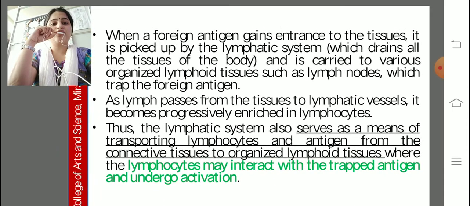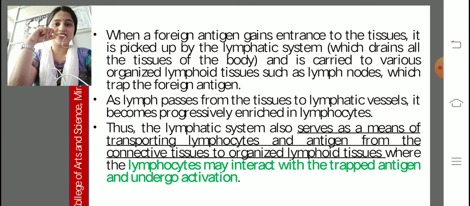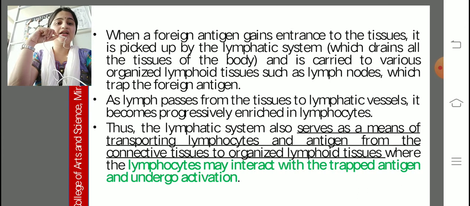Because when the foreign antigen gains entrance inside the tissue, it's picked up by the lymphatic system at the site of entry, and it drains all the tissues of the body, and it's carried to various organized lymphoid tissues such as lymph nodes, which then trap the foreign antigen. As the lymph passes away from the tissue into the lymphatic vessel, it becomes enriched in lymphocytes.